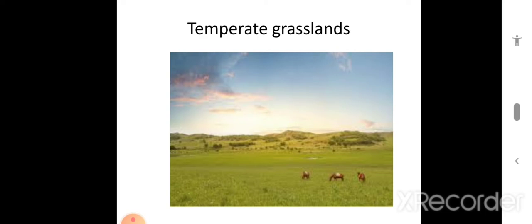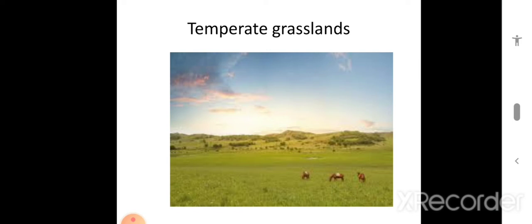Temperate grasslands are also known as steppes in Eurasia, prairies in the foothills of the Rockies, pampas in Argentina and Uruguay of South America, velds in South Africa and downs in Australia. These are the different names of temperate grasslands. It's very important, you have to study.